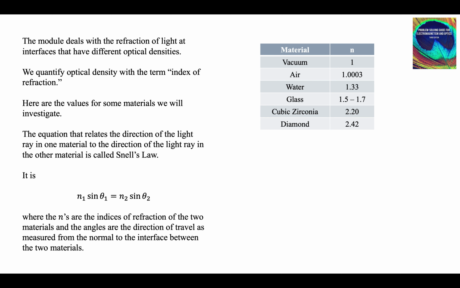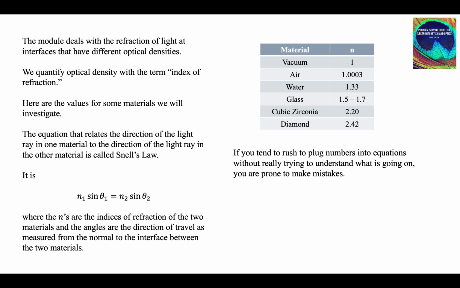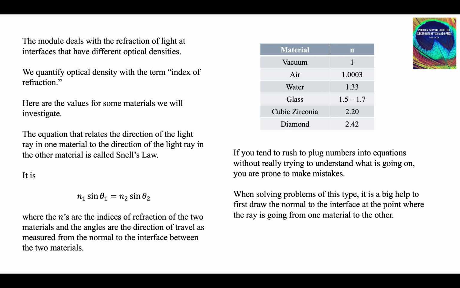The n's are the indices of refraction. Theta's the direction of travel measured from the normal to the interface between the two materials. If you tend to rush to plug numbers into equations without really understanding what's going on, you're going to make mistakes in this chapter. It's the only equation we have in this whole chapter. When solving problems of this type, it's a big help to draw the normal, a good normal, 90 degrees to the surface.